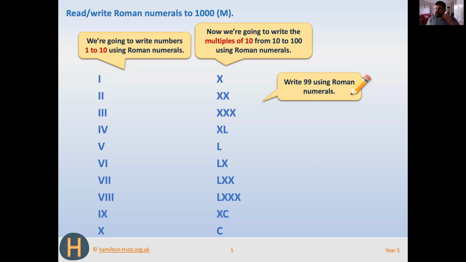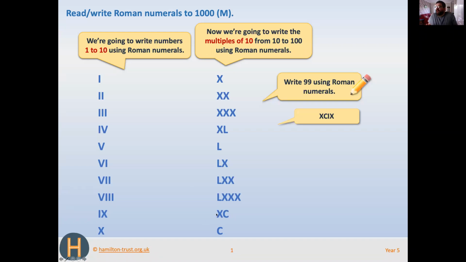99. Oh, this is a weird one, isn't it? What are you thinking? Now this is where I get a bit confused, and sometimes it is a bit weird. Should it be IC? Or should it be XCIX? What do you think? Let's have a look. XCIX is the right answer. So we tend to use a 90.